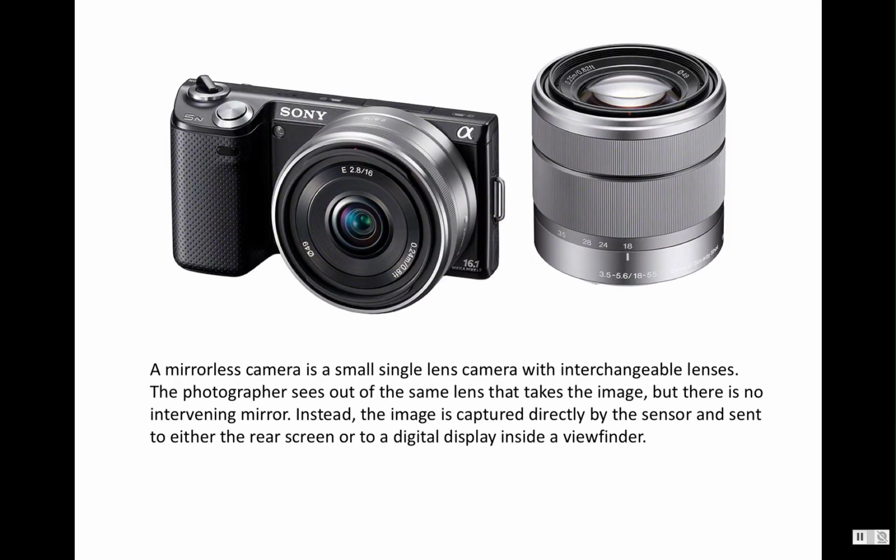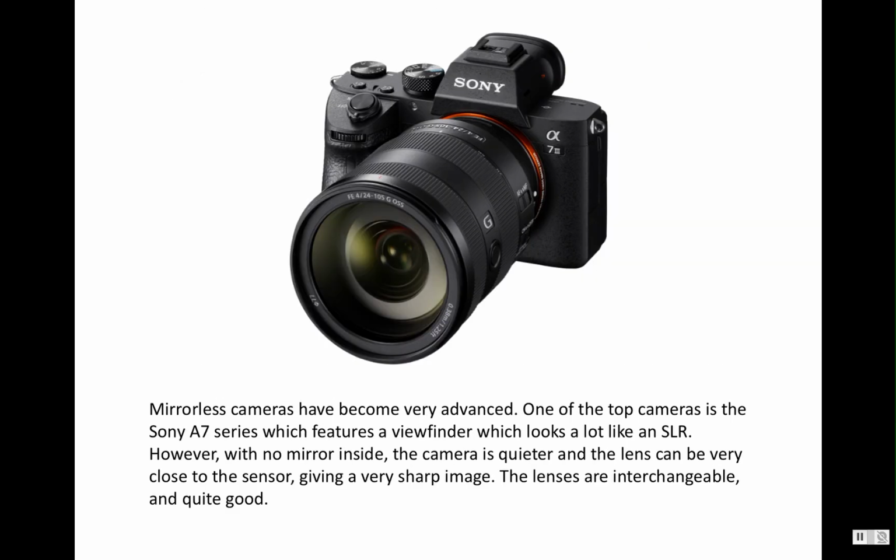Very popular these days, however, is a mirrorless camera, or single lens mirrorless. It's not a single lens reflex technically, because without a mirror there is no reflex, but this camera has a single lens. It's interchangeable. The photographer sees out of the same lens that you're going to take the photograph with, but there is no mirror inside. It's simply an active sensor. The same sensor that's going to record the picture sends the image directly either to a rear screen or to a viewfinder. Here's a more advanced version of the mirrorless camera, very popular, the Sony A7 series.